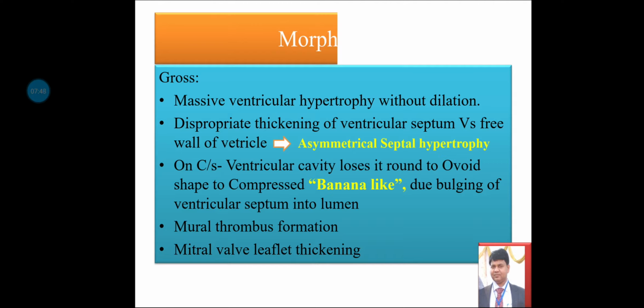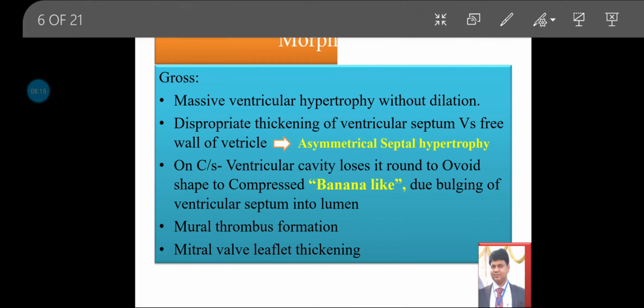And on cut section we can see that the ventricular cavity loses its normal round to ovoid shape, and it is basically compressed and appears banana-like. This appearance is due to the bulging of the ventricular septum into the lumen of the ventricles. So this is a very characteristic feature under the gross, and we can appreciate it.